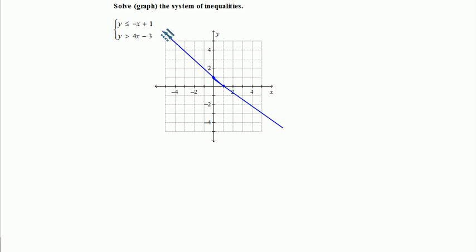Now it says that it's less than or equal to, so we're going to be shading on one side or the other. If I try 0, 0, 0 is less than 1 is true, so this is the true side.